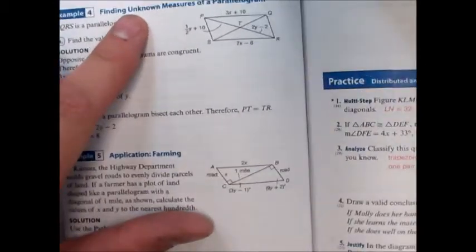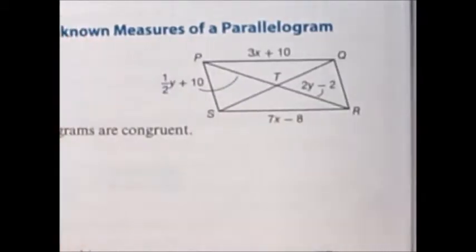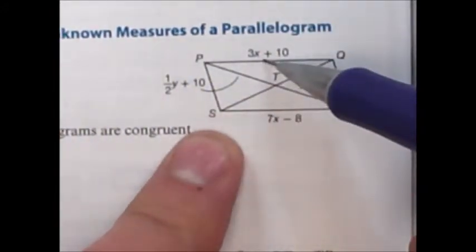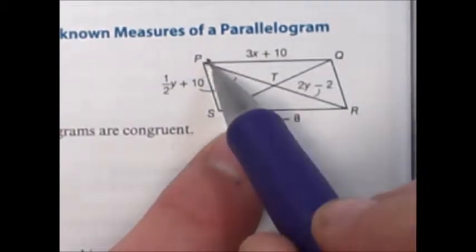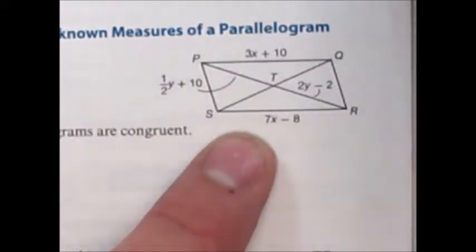We need to find the value of x. So when I zoom in on this, I want to look at my x's specifically. Notice that my x's are here and here. What do I know about sides PQ and SR? They're congruent to each other. In other words, they're equal, right? So I can set them equal to each other to find out the value of x.